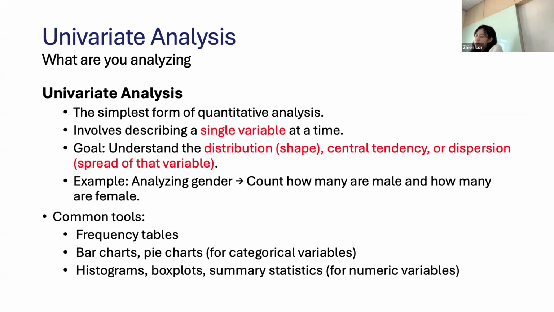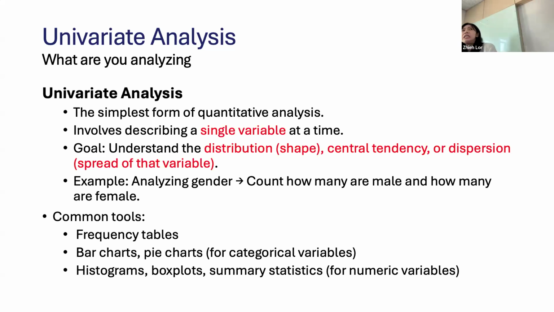Graphs and tables are something that we use a lot in descriptive analysis, and everyone has already learned about that before. We always see them in all the books, all the reports, online, or everywhere. Now, univariate analysis is something we're trying to analyze, and it is the simplest form of quantitative analysis. Quantitative means we are talking about numbers right now.